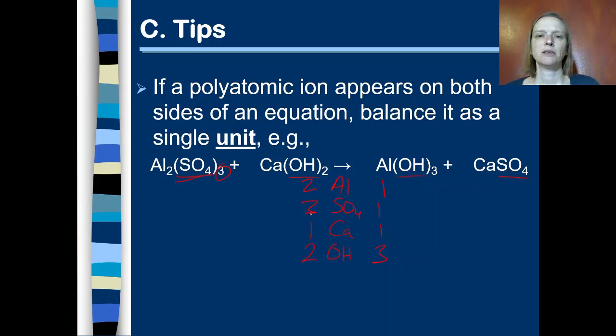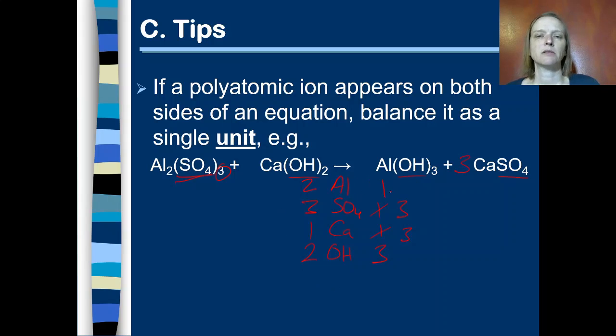So in order to balance, I want to have 3 sulfate ions, so I'm going to write a 3 in front of the calcium sulfate. That updates the sulfate, but I need to update the calcium as well. Now, pick something else to balance.